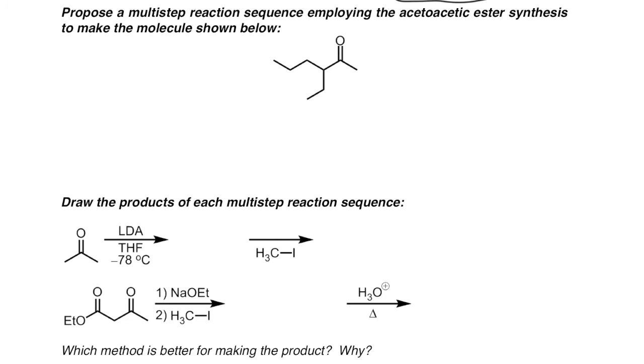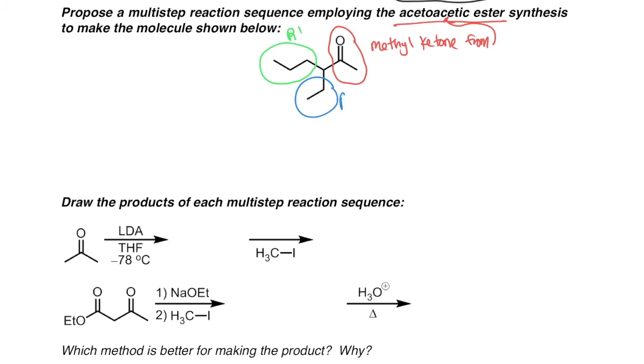All right, so I'm going to highlight some of the key features. So, methyl ketone from the acetoacetic ester. We have these two R groups. This is R1. I'll call this one R2. Okay, so the acetoacetic ester has an ester on one side that shares an alpha carbon with the methyl ketone. We get in there and we have five steps because we have two R groups.